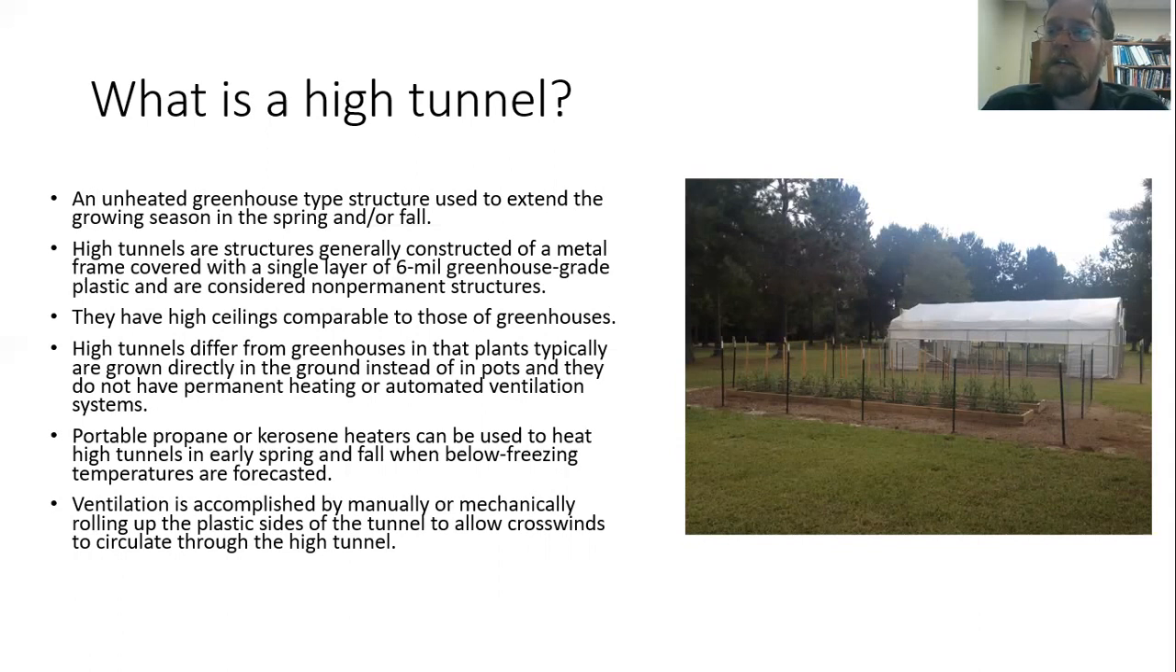Some differences between high tunnels and greenhouses also include that high tunnels tend to have higher ceilings. That can be important as it allows machinery to be used inside of high tunnels. And additionally, in a greenhouse, generally we are producing plants in containers on benches, whereas in a high tunnel, we're generally producing either directly in the ground or in raised beds. And while high tunnels are not generally actively heated, occasionally you will see propane heaters or kerosene heaters being used to increase the temperature in the high tunnels when below freezing temperatures are forecasted.